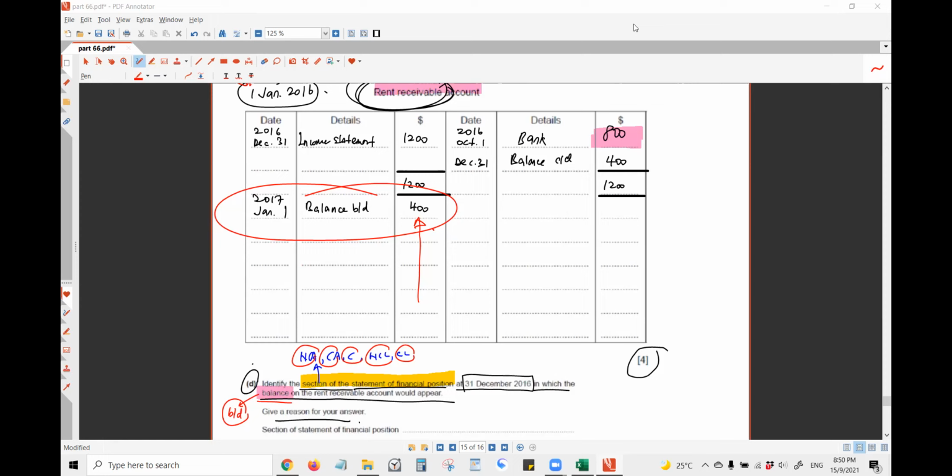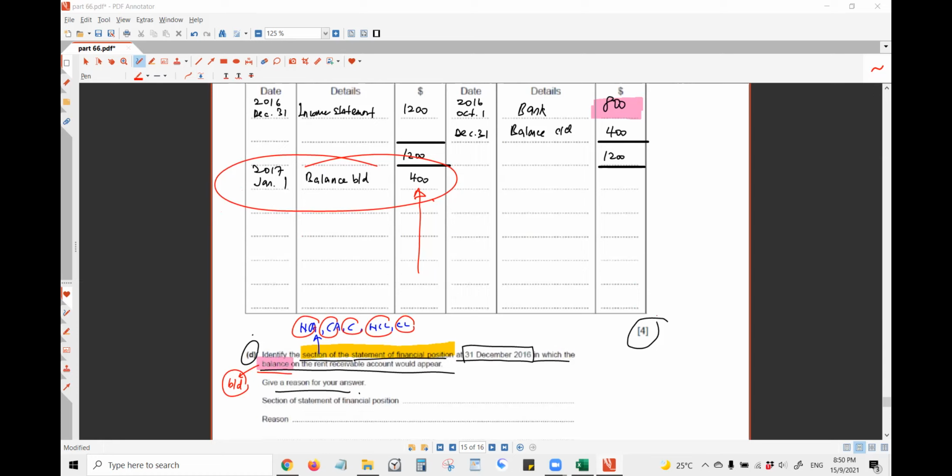What do you think, Clement? Brian? Which section? Current asset. Current asset. Because it's on the debit side, the 400 balance PD. So you write current asset. That's the section where this 400 will appear.